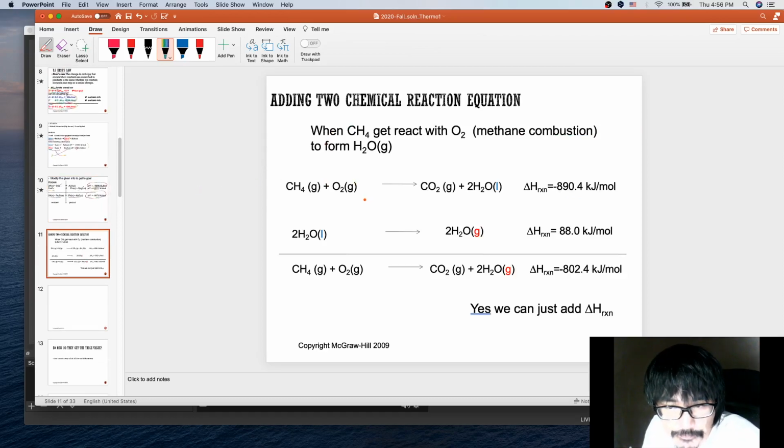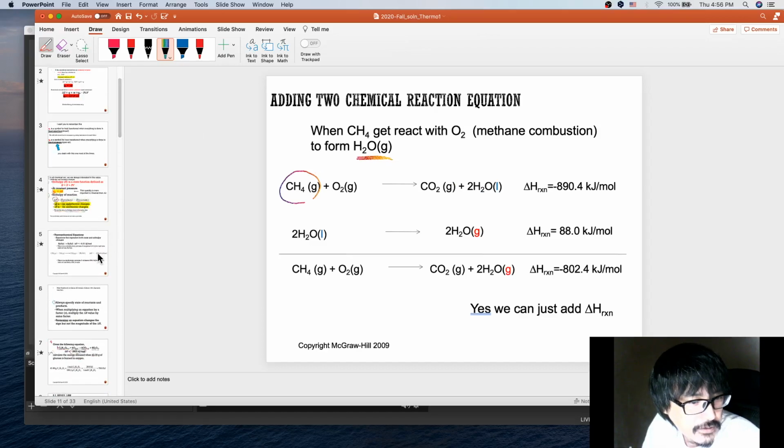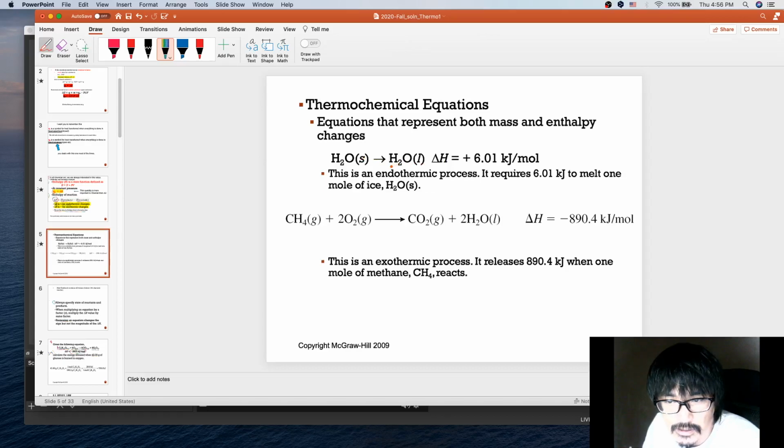Let's do one more. The combustion of methane gas. But now we actually want the H2O gas as a product. When you combust CH4 with oxygen, it used to be water, right? If I go back all the way, this reaction used to give water, right? So I'm going to use this equation and that equation to make this look like a gas here.